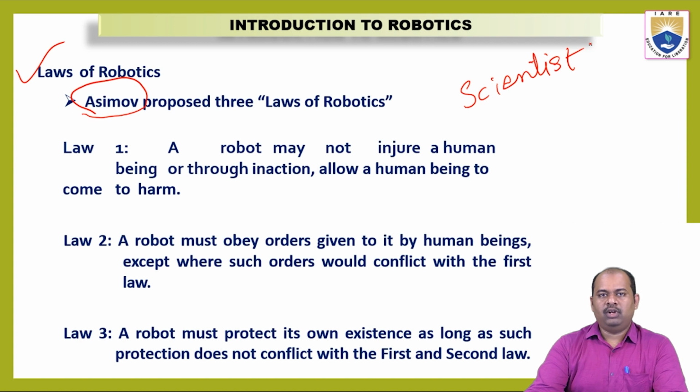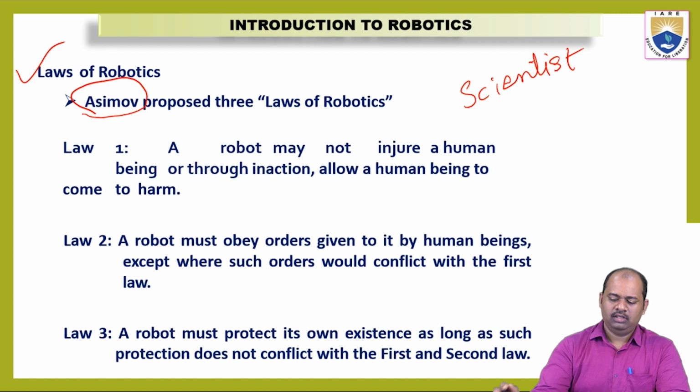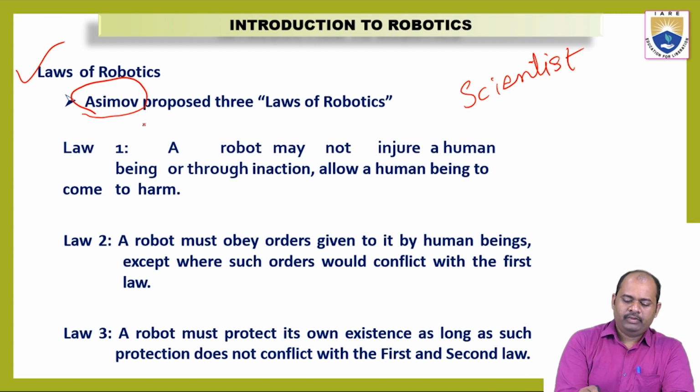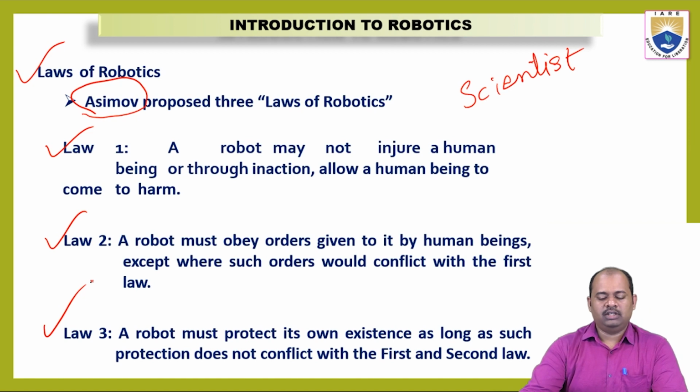He proposed some laws for robots, that any robot manufactured should follow some laws. We'll see there are three laws. We'll see what is the first law. A robot may not injure a human being or through inaction allow a human being to come to harm.